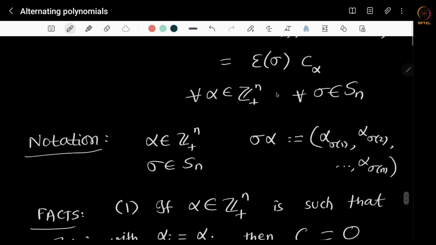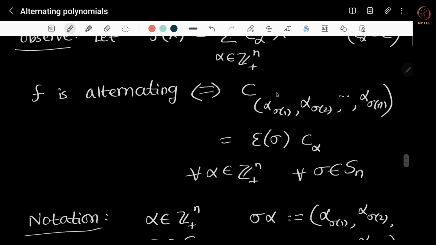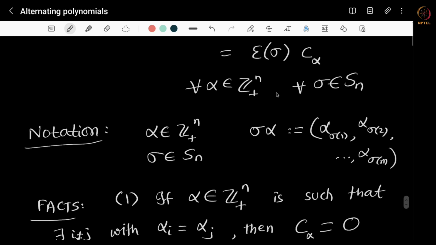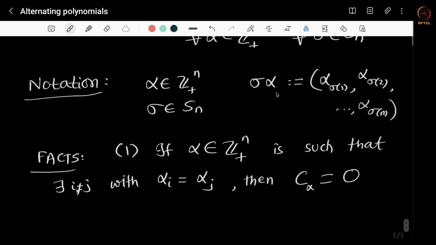Okay, so what am I doing here? I fixed an alternating polynomial. Let f be an alternating polynomial and let c alphas be the coefficients which appear. Then I am claiming that the coefficient c alpha is 0 if alpha is a multi-index in which some two components are equal.